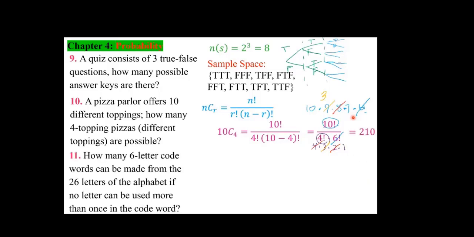How many 6-letter code words can we make? Of course, there are 26 letters in the alphabet. So from 26, we want to pick 6. And we need to recognize this is a permutation, because order is important when you're making up a password, a code. So it's a permutation of 26, choose 6. So that's a permutation formula. We are going to go with permutation 26, pick 6.